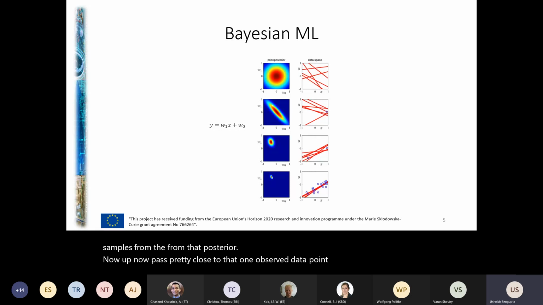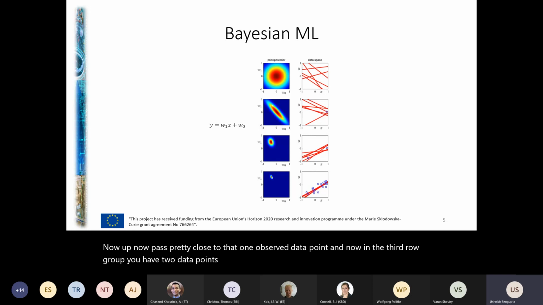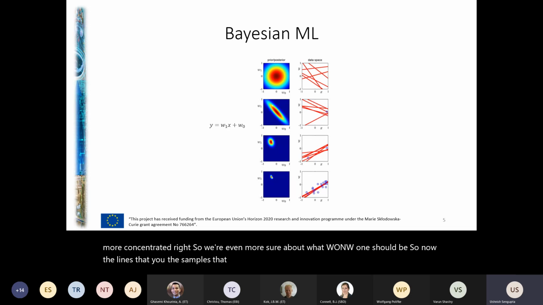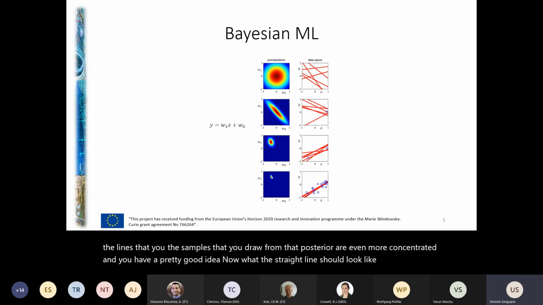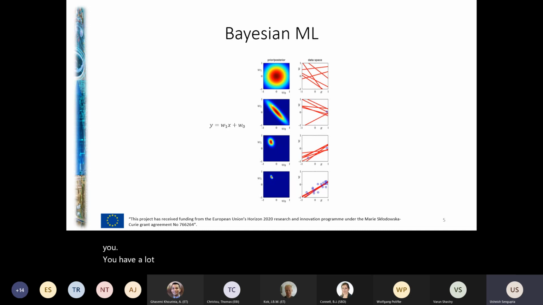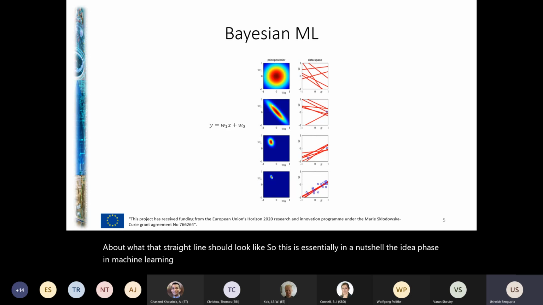In the third row, we have 2 data points observed, and now the posterior becomes even more concentrated, so we're even more sure about what w0 and w1 should be. The samples that you draw from that posterior are even more concentrated, and you have a pretty good idea now what the straight line should look like. In the final row, we have observed a lot of data points, and now you have a lot of certainty about what that straight line should look like. This is, in a nutshell, the idea of Bayesian machine learning. Initially, you have no idea. As you observe more and more data, you get more certain.